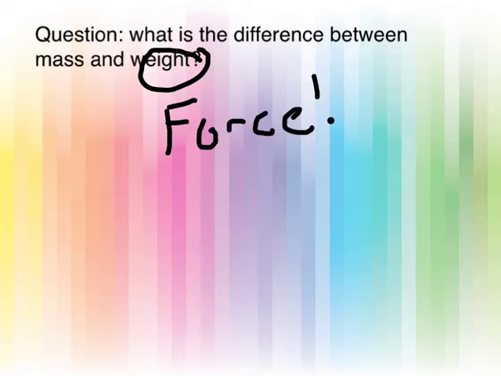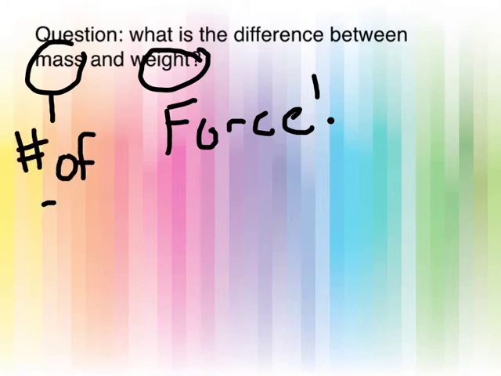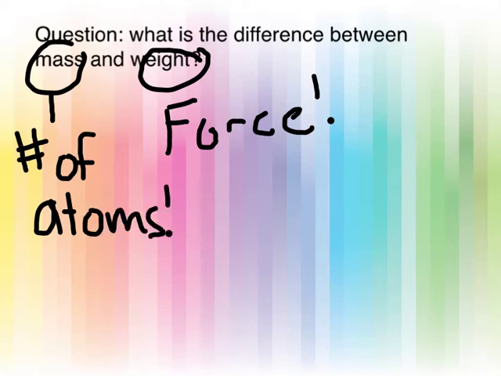Weight is the force of gravity acting on an object. Meanwhile, mass is related to the amount of stuff in an object. It comes down to the number of atoms in the object, really.